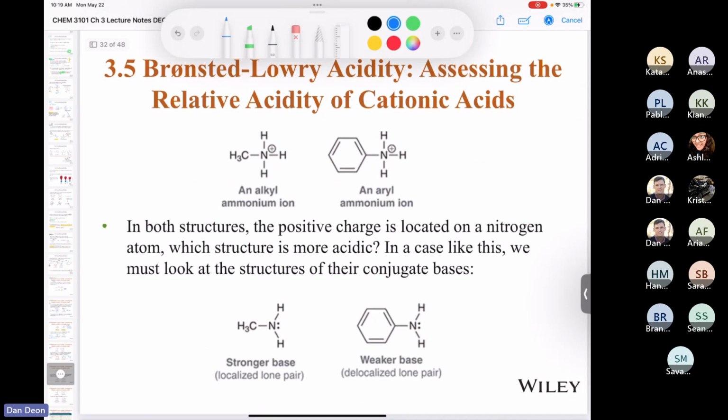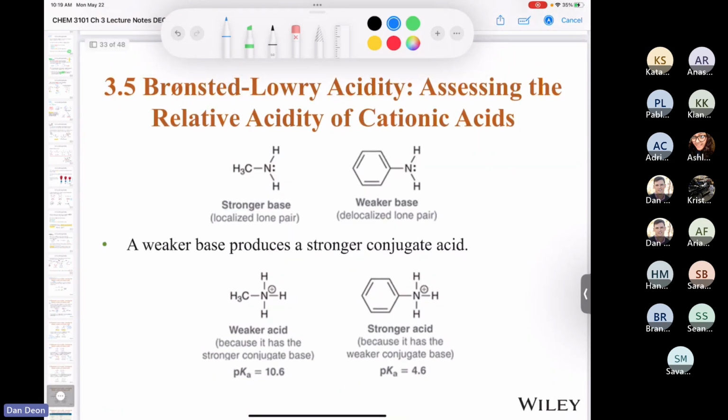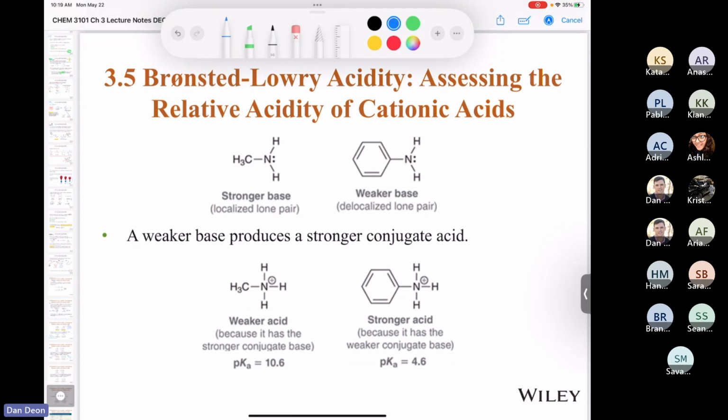And we see that manifest in their pKa's. Yeah, I do have them written down here, so I'll just skip ahead. If we look at the pKa of the aryl ammonium ion, we see that this is the stronger acid. Well, why would that be? Because it comes from the weaker base, because the lone pair is delocalized. On the other hand, we get the weaker acid that comes from the stronger base because its lone pair is localized. So there you have it.